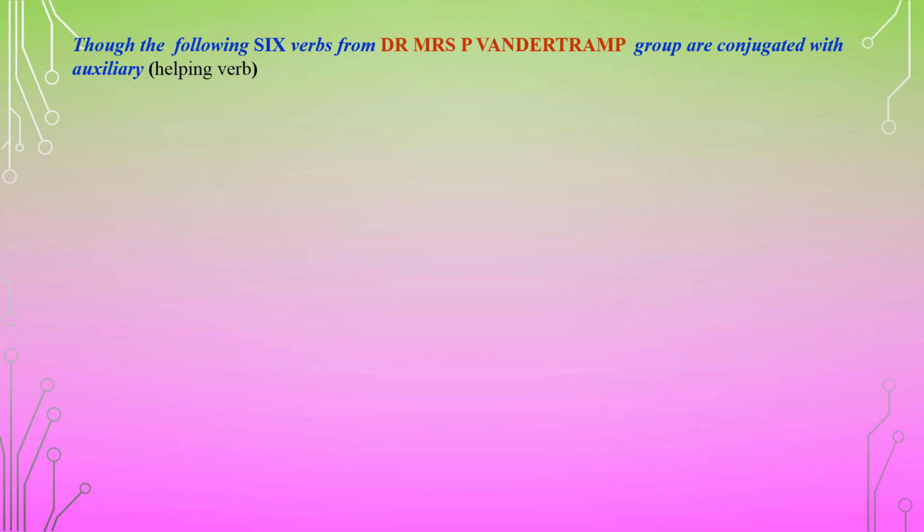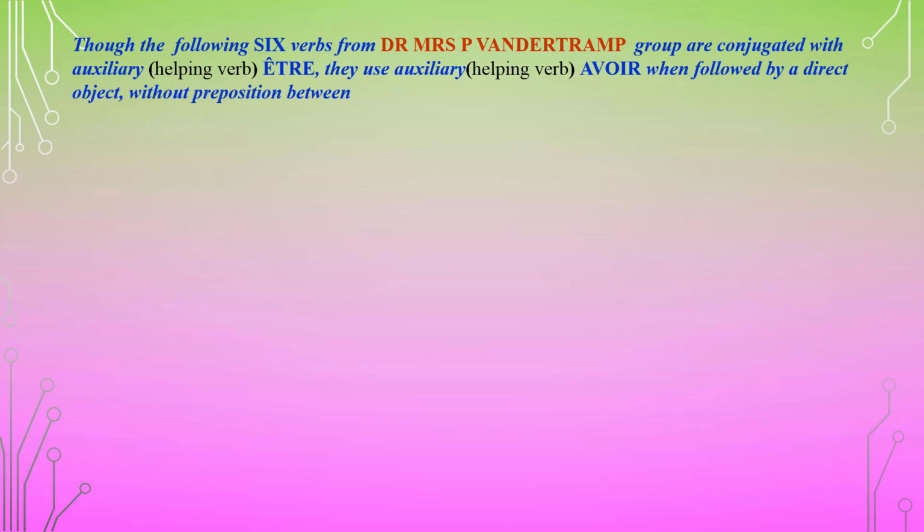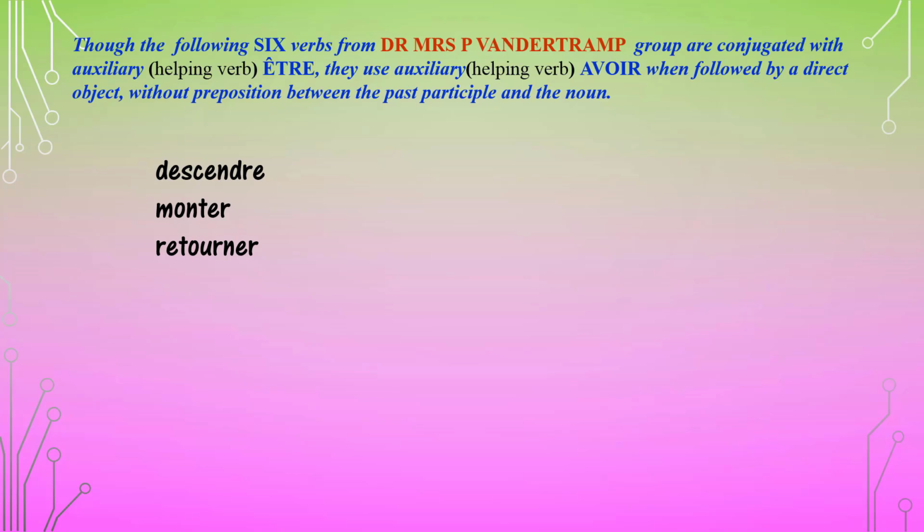Though the following 6 verbs from Dr. Mrs. P. van der Tramp group are conjugated with auxiliary être, they use auxiliary avoir when followed by a direct object without preposition between the past participle and the noun. So the 6 verbs from this group are descendre, monter, retourner, rentrer, sortir, and passer.